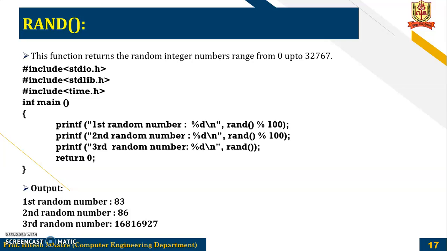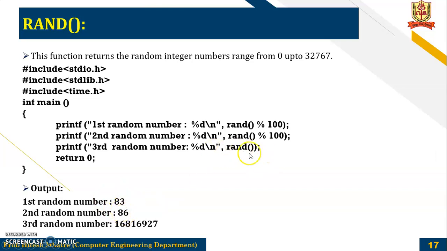Then next we have two functions that are based on time. For this you will require time.h. The first function is rand. This will just generate random numbers. We have written a code. See, first random number, say rand, modulus 100, because I want values between 0 and 100. So the first two values are modulus 100, so the values displayed are random values between 0 and 100.